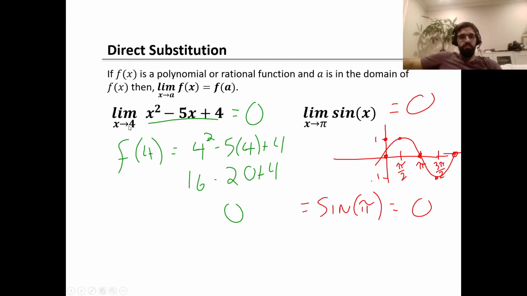So the limit as x approaches 4 of x squared minus 5x plus 4. To find that limit, we can just evaluate at f of 4. So 4 squared minus 5 times 4 plus 4. And some calculations will yield that f of 4 is equal to 0, which tells us that the limit as x approaches 4 of this function is equal to 0.